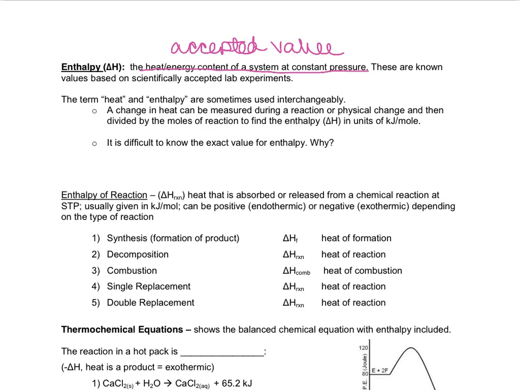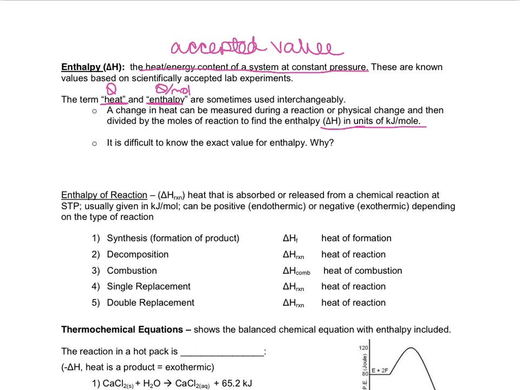A lot of times you will hear that we use heat and enthalpy interchangeably, and that's what the delta H is for. But delta H really means enthalpy, and heat is really the Q. When we're talking about enthalpy, it's really Q per mole, because we have to be specific. A change in heat can be measured during a reaction or a physical change, and then if you divide it by the moles of reaction to find the enthalpy, it's in the units of kilojoules per 1 mole.